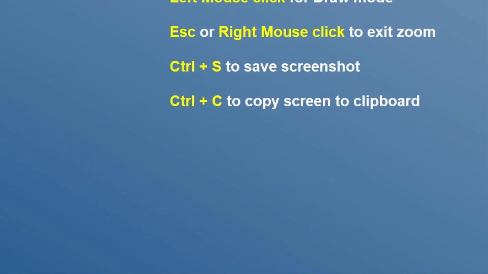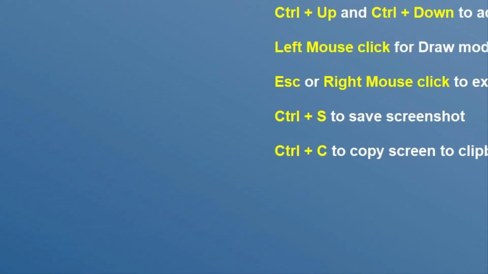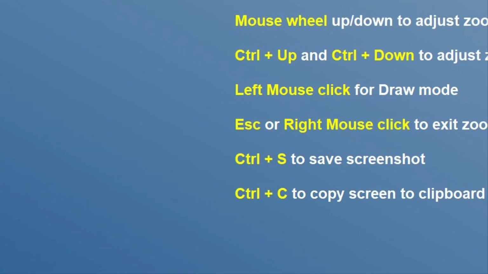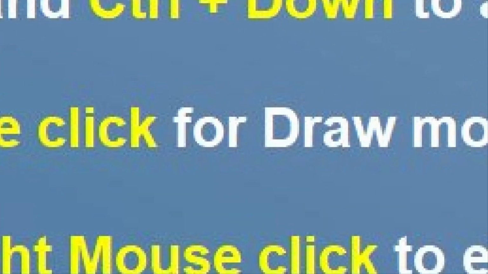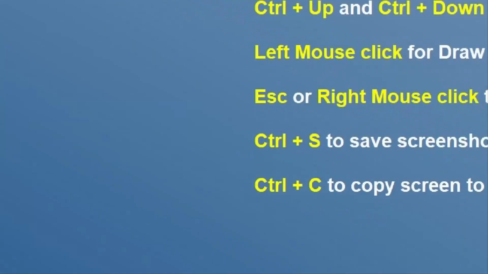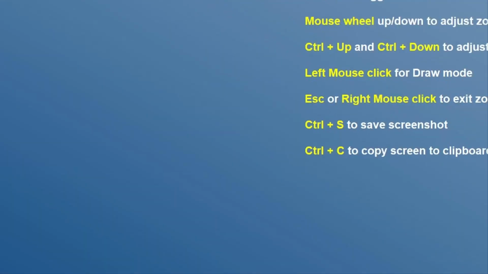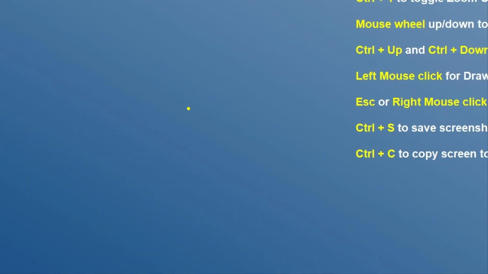And this is what's called a static zoom, so we can move around the desktop but we can't click on anything to interact with it. But you can use the mouse wheel to adjust the zoom in or out. Or you can use the control and up and down arrows to adjust the zoom. We can also left click on the desktop and that puts you into drawing mode, but I'm going to come back to drawing mode in a second because there's a separate tab for that.